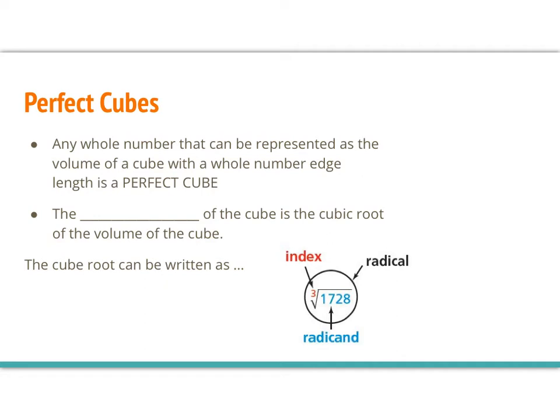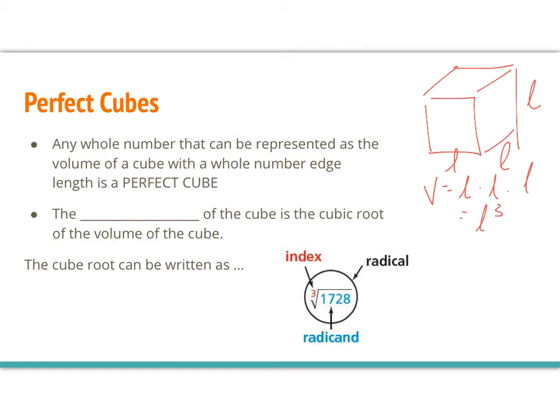All right. Any whole number that can be represented as the volume of a cube with a whole number edge length is a perfect cube. Now, this is really similar to what we just drew. We have this perfect cube, so edge length, I'll just use L in this case. The volume of the cube is length times length times length, which is length cubed.